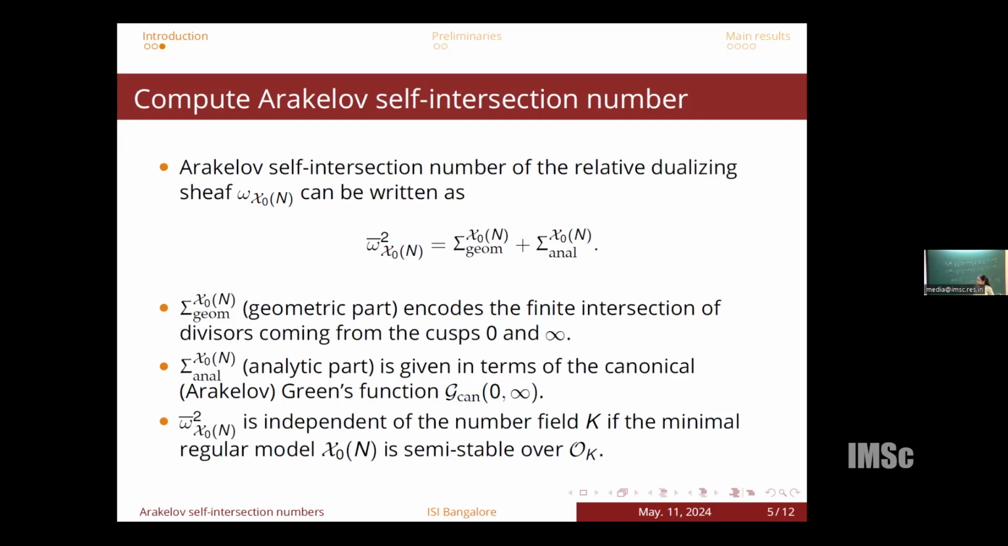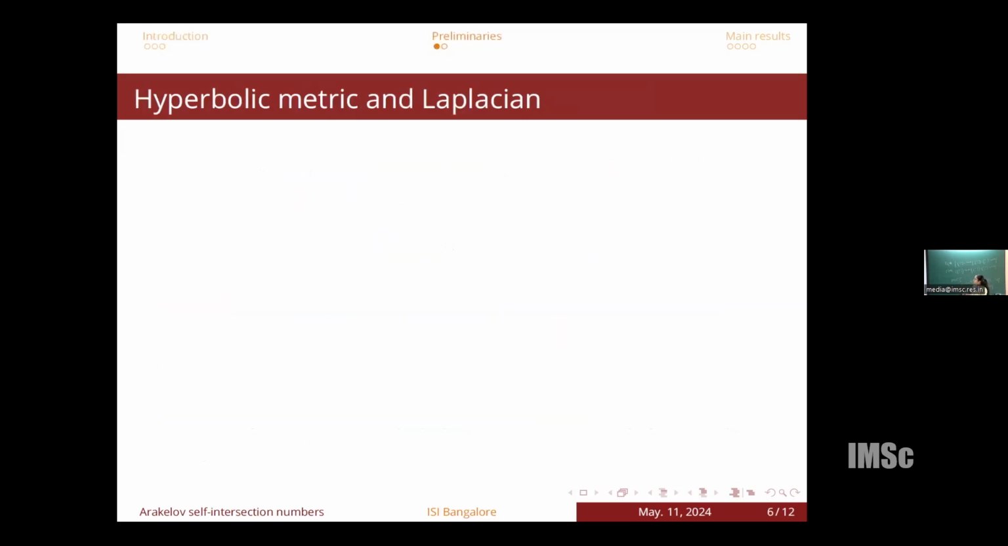So this Omega squared of X_0(N) is independent of the number field K, if the minimal regular model X_0(N) is semi-stable over the ring of integers O_K. Okay, now I recall some preliminaries.